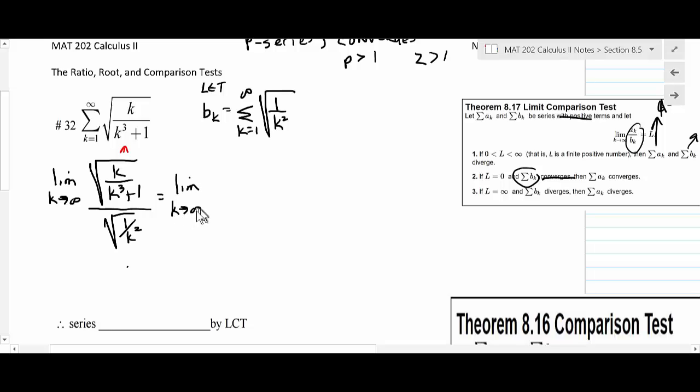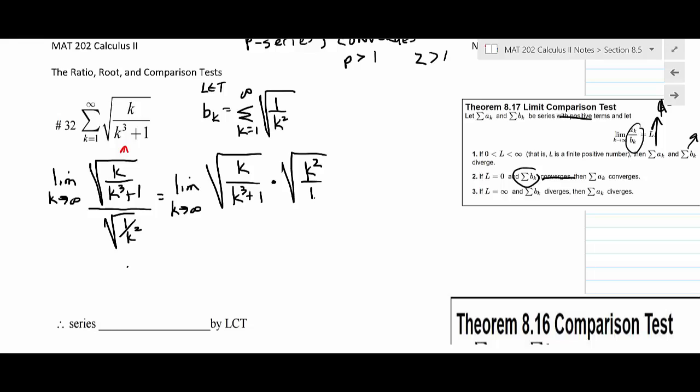Limit as k goes to infinity. We're going to have the square root of k over k cubed plus 1. And since we're dividing by a fraction, what we're going to do is multiply by the square root of k squared over 1, like that. Everybody with me okay? We're dividing kind of like the ratio test.